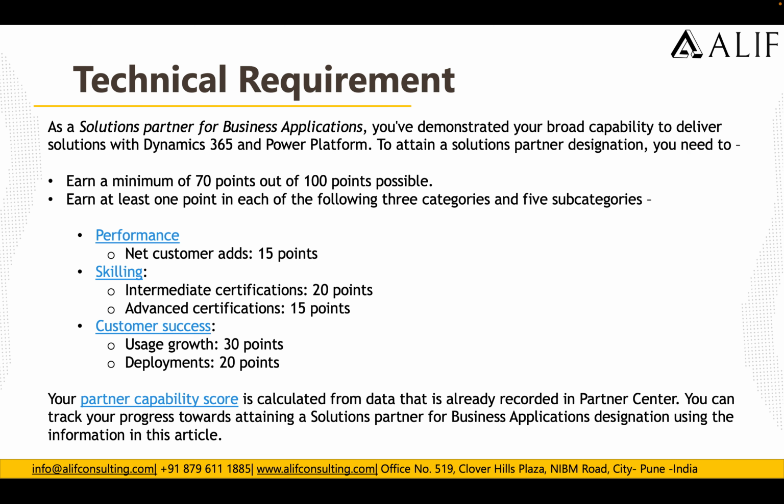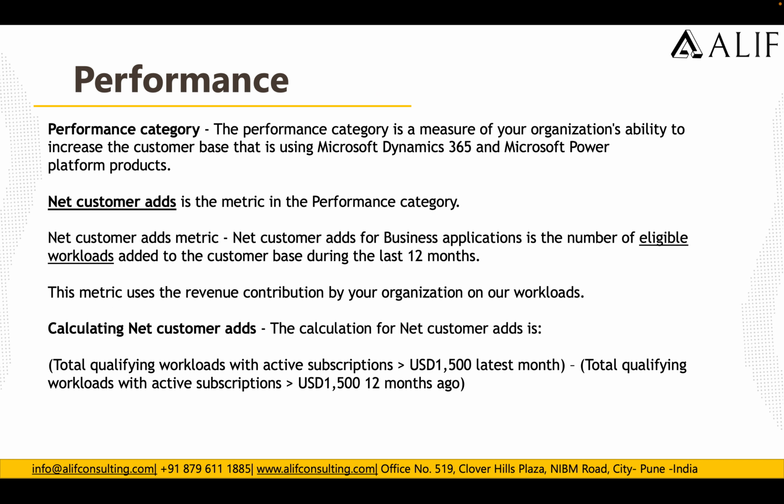Under scaling, it basically depends on how many certifications you have based on the requirements from solution partner for business applications. And customer success has two subcategories: user growth, how many users you increase, and how many deployments you are doing in the customer environment. Your partner capability score is calculated from the data that is already recorded in Partner Center. You can track your progress toward attaining a solution partner for business applications designation using the information in this slide.